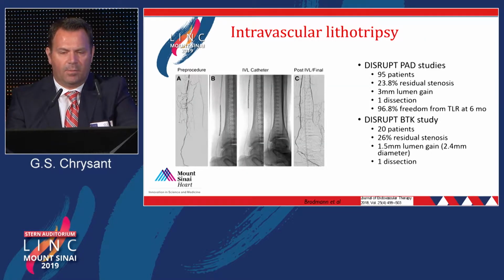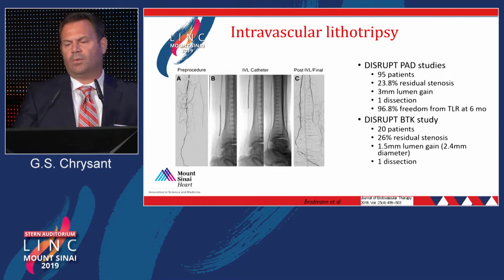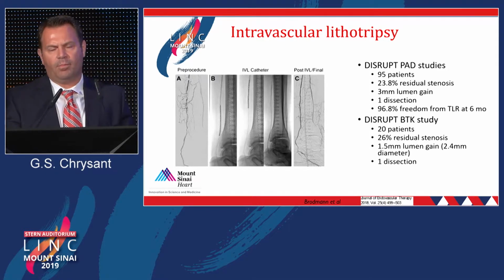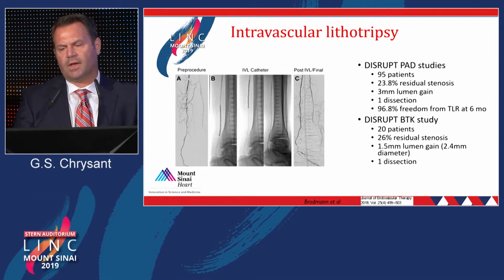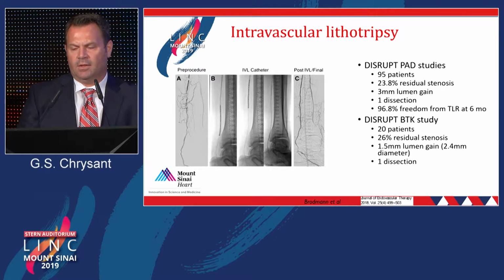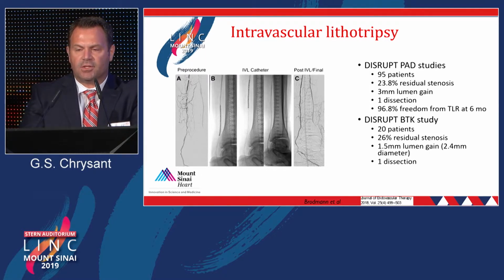Does anything else help? Well, there's promising data here from intravascular lithotripsy. You had an SFA trial, the Disrupt PAD study, where you had a nice lumen gain by disrupting the pattern of calcification. You only had one dissection, had pretty good TLR at 6 months, and this was more or less replicated in a small study, but the Disrupt BTK study, I think, still is promising in terms of what you can achieve by modifying the plaque and limiting your chances of dissection.